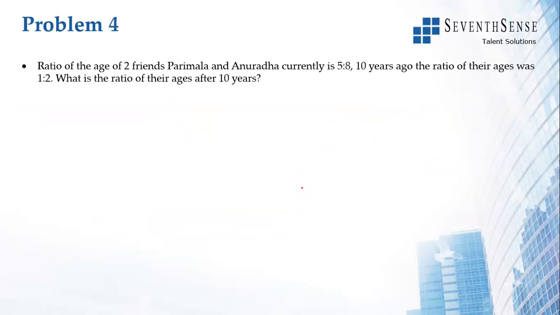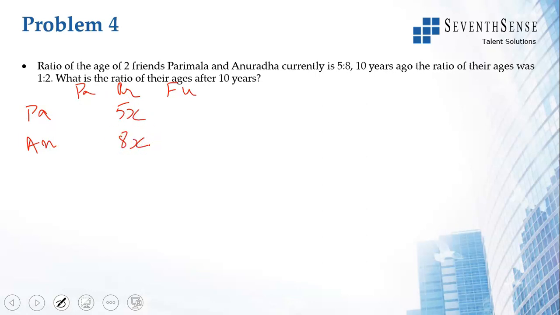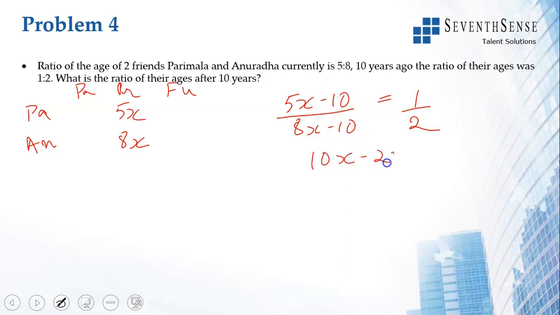The ratio of the ages of two friends, Parimala and Anuradha, currently is 5:8. So very quickly, past, present, future. Parimala and Anuradha, 5x, 8x. 10 years ago, 5x minus 10 by 8x minus 10 is 1/2. So 10x minus 20 is 8x minus 10. 2x equals 10. X equals 5.